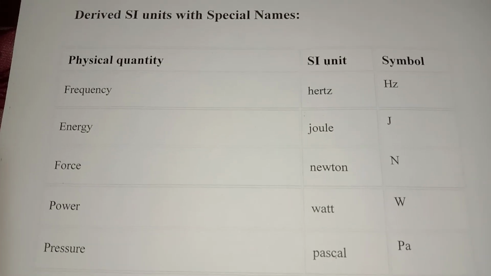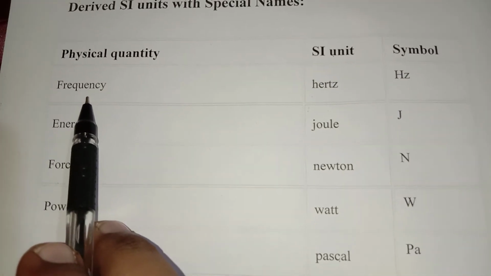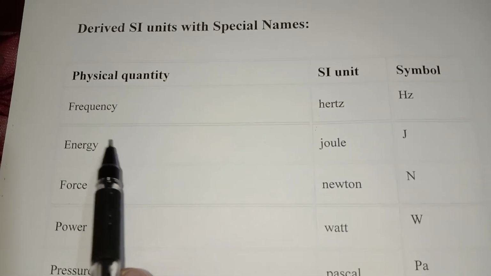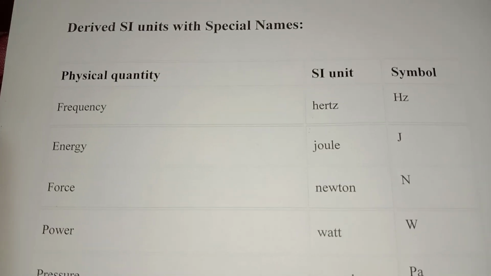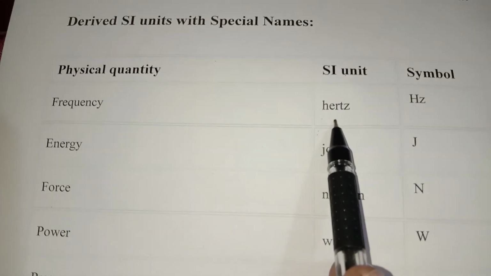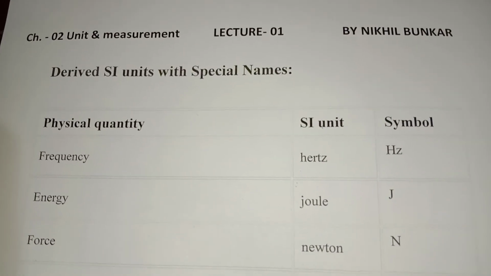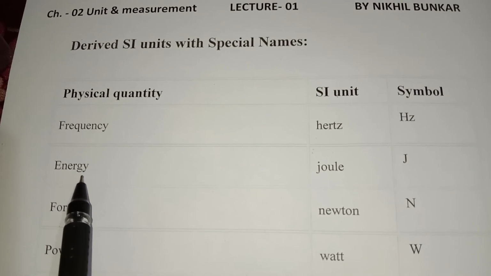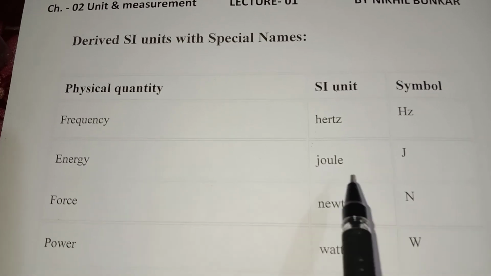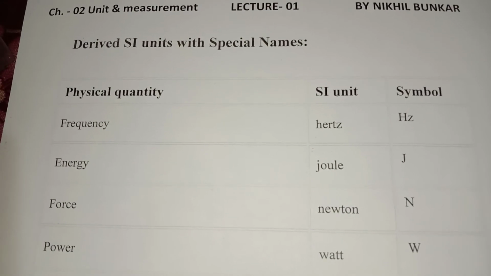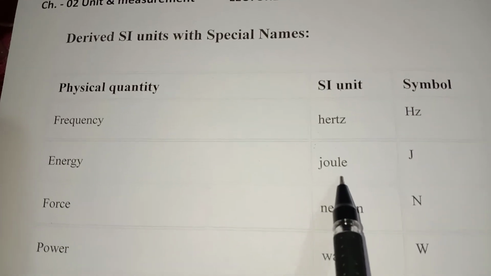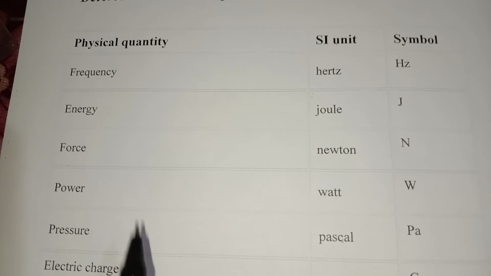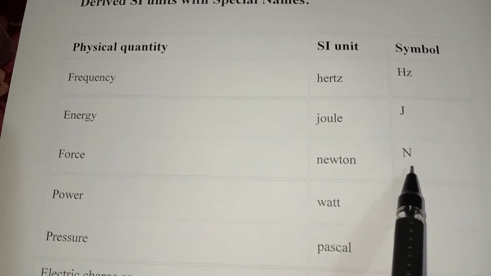The first derived physical quantity is frequency, and you are all familiar with this term because it was discussed in our class 10th. The unit of frequency is what? Hertz. Frequency is measured in hertz and its symbol is Hz. The next physical quantity is energy, and the unit of energy is joule. As we know, energy is the capability of doing work, and its unit is joule, represented by J. The next physical quantity is force, its unit is Newton and it is represented by N.